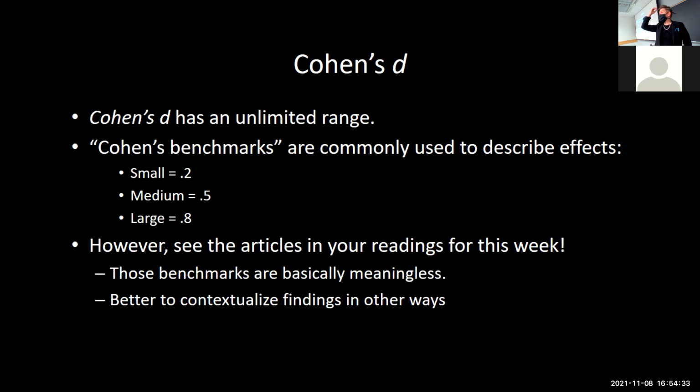And I think if you read the readings that you had for this week, you will see people pushing back on this idea of these 3 benchmarked effect sizes. But I'm going to tell you what they are because you'll see them come up in papers a lot. They'll argue that small is 0.2, medium is 0.5, and large is 0.8. But again, look at the readings that you had for this week because those benchmarks are basically meaningless. What is 0.2 standard deviations? Is that big? Is that small? It's better to contextualize these findings in other ways, and that's what the 2 papers, the Kraft paper and the Hill paper, were about.